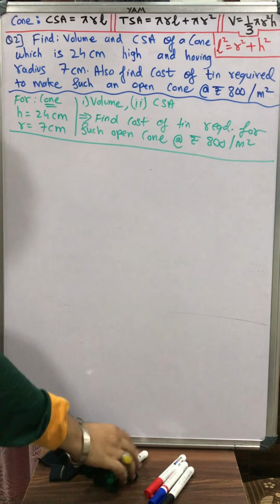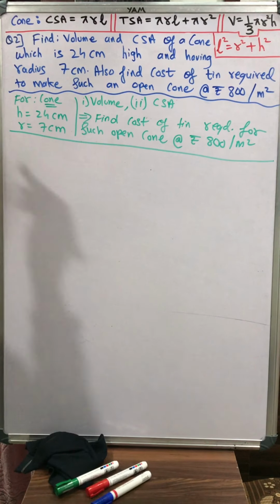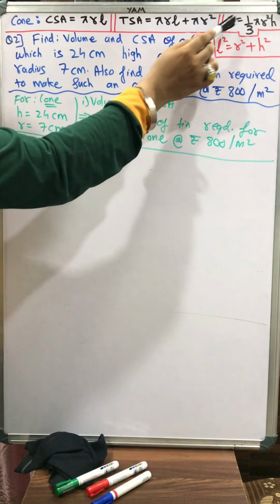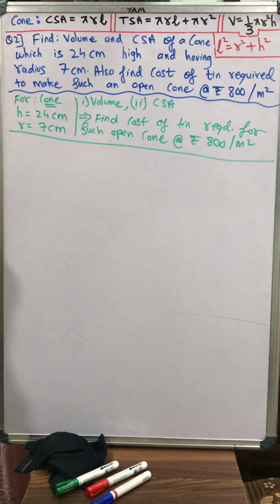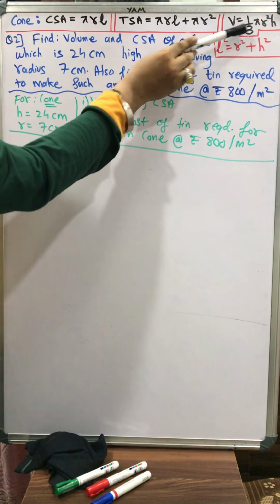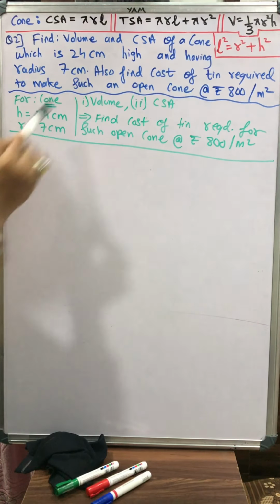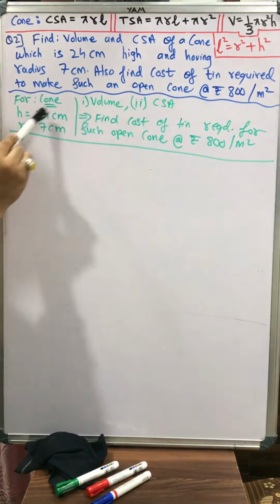Okay. Now let's start, students. First we'll start with the volume. What is the formula for volume? Formula for volume is this. V is 1 upon 3 pi r square h. Now in this question, students, nothing is given about pi. So we'll take by default 22 upon 7. So pi is 22 upon 7. Please see the formula. 1 upon 3 pi r square h. Do we know the value of r? Yes, r is 7 centimeter. Do we know the value of h? Yes, h is 24 centimeter.